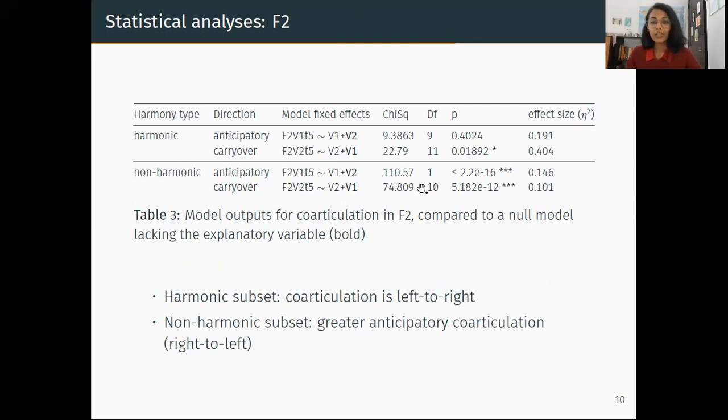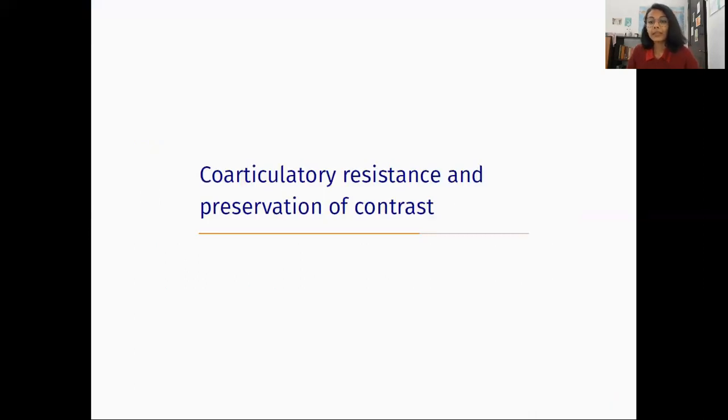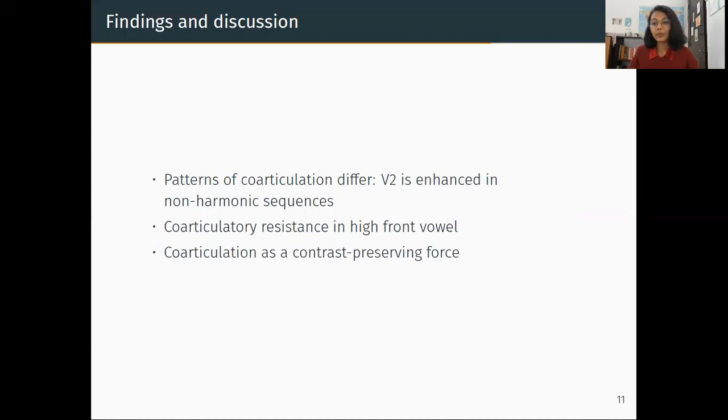We mentioned before that in the non-harmonic sequences, we can only have one category in the V2 position, which is the high front vowel. So these patterns suggest that this category has very high coarticulatory resistance. To summarize, we see that the patterns of coarticulation differ. In F2, the features of V2 are enhanced in the non-harmonic sequences. And the high front vowel, which does not participate in vowel harmony, shows very high coarticulatory resistance, which gives us some clue about how these sequences might have developed as non-harmonic diachronically.